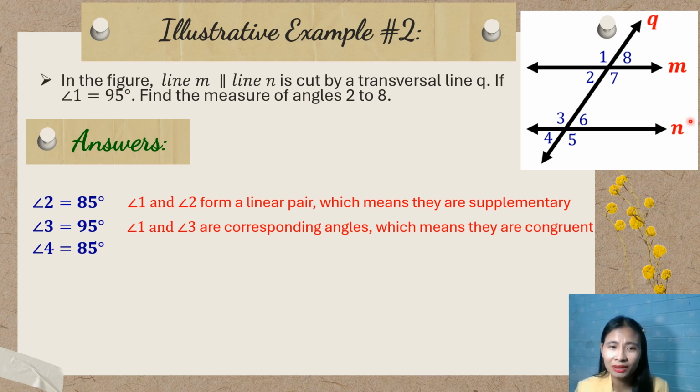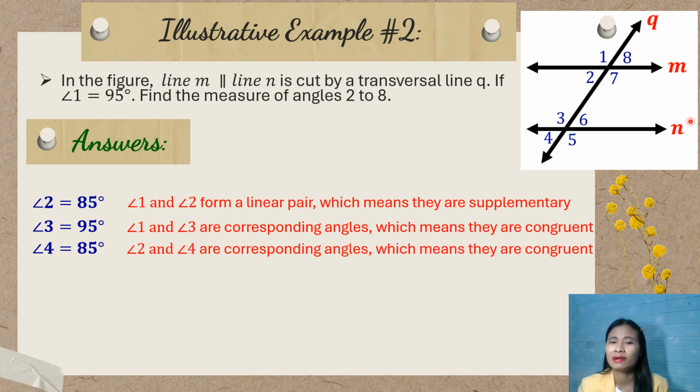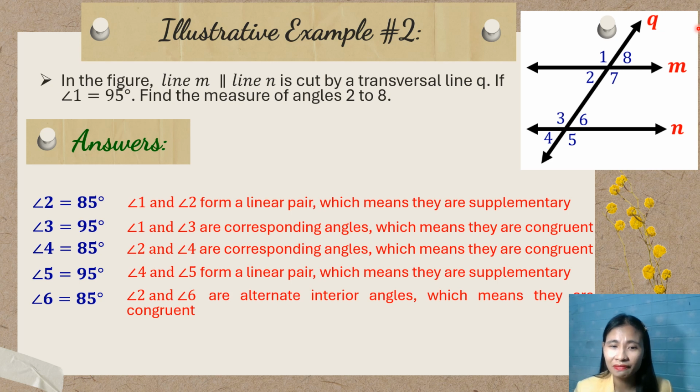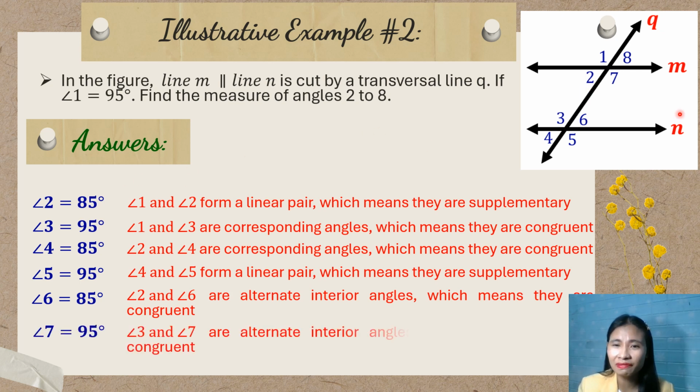Sunod si angle 4, nganong 85 man siya. Corresponding angle siya ni angle 2. So, they are congruent. Next, the angle 5 is 95 degrees. Form a linear pair with angle 4. Next, si angle 6 is 85. Its alternate interior angle siya ni angle 2. So, that makes it congruent. Next, si angle 7 is 95. Kay alternate interior angle siya ni angle 3.